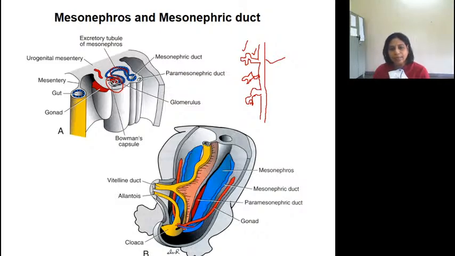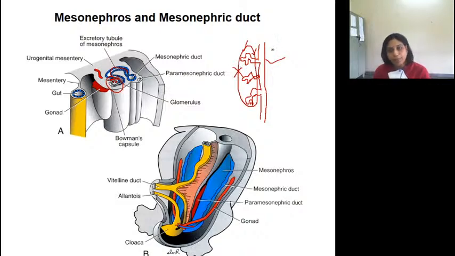Here, where this urorectal septum is coming and divides this into the ventral urogenital sinus and the dorsal primitive rectum, into this urogenital sinus we see the opening of the mesonephric duct. This mesonephros also will disappear. We don't see any remnants of these mesonephros. All these mesonephros will disappear. So there is no role for the mesonephros.